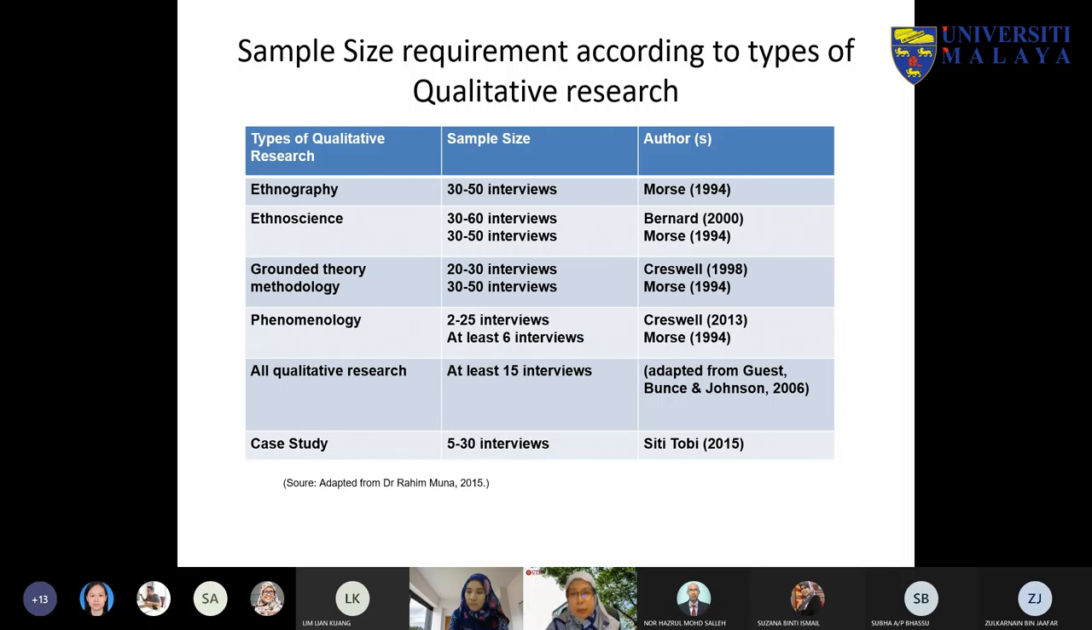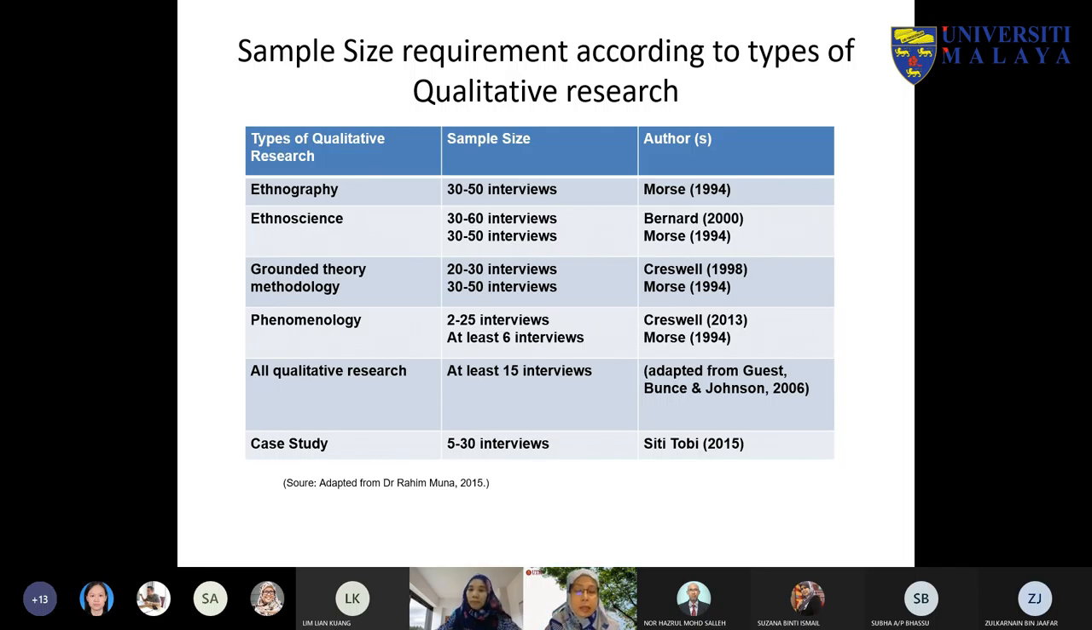Okay, so this is a popular question I had: how many participants do you need? I don't know exactly how many. This is just a blanket guide. Usually, if you have phenomenology, you have two. If you do research on a biography of, maybe, Tun Mahathir, you have only one person for the biography.